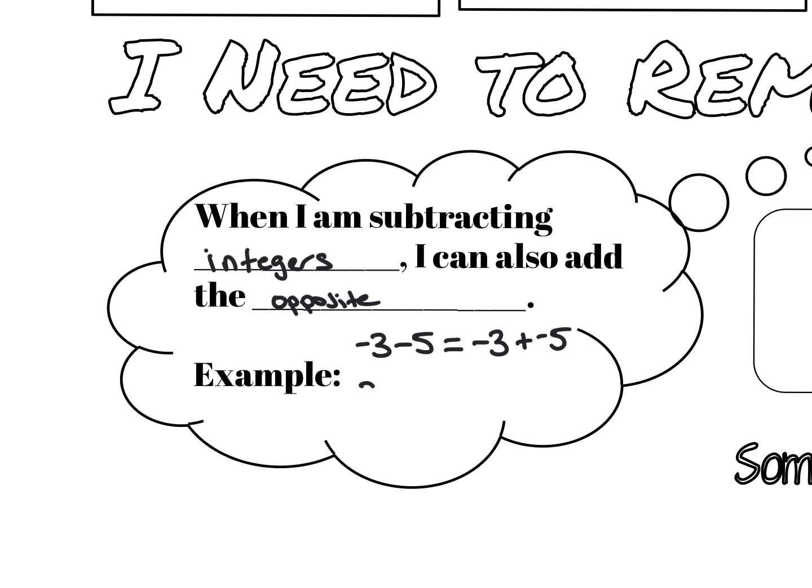If I have 3 minus -4, then this becomes 3 plus 4. That subtraction becomes addition because I'm going to add, and because it was a -4, it becomes a +4. And these are all equivalent expressions.